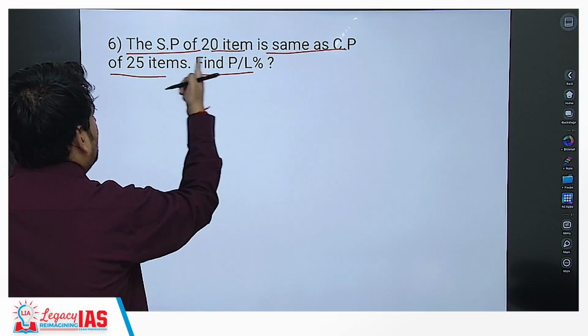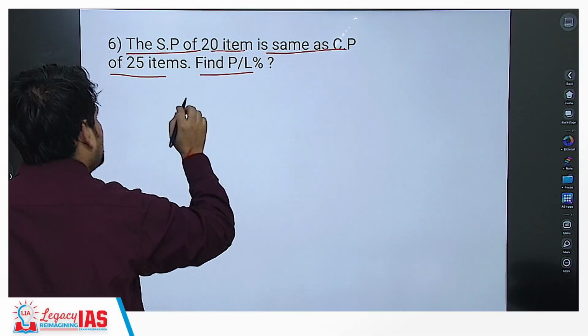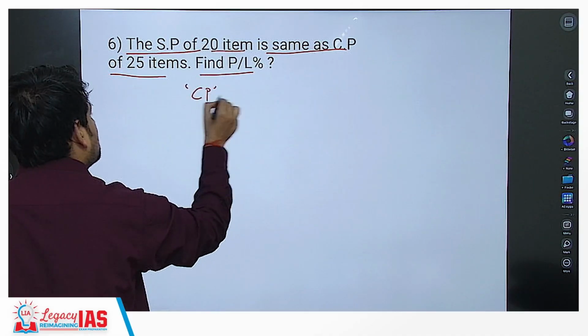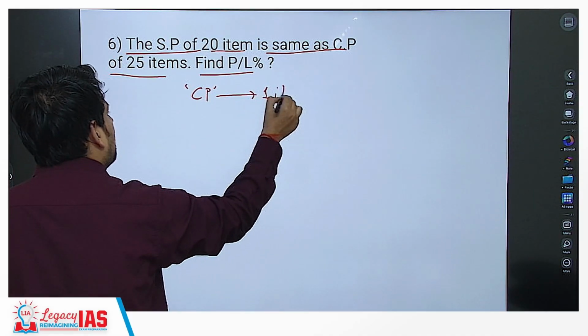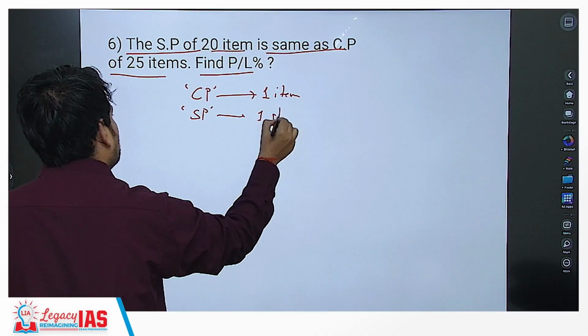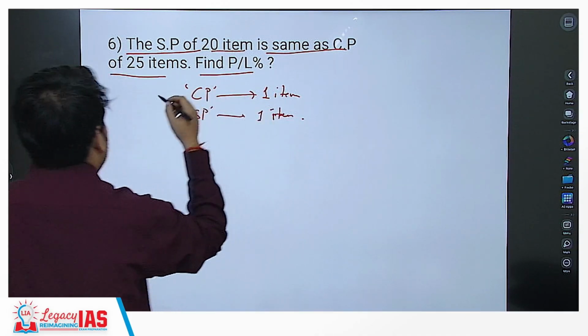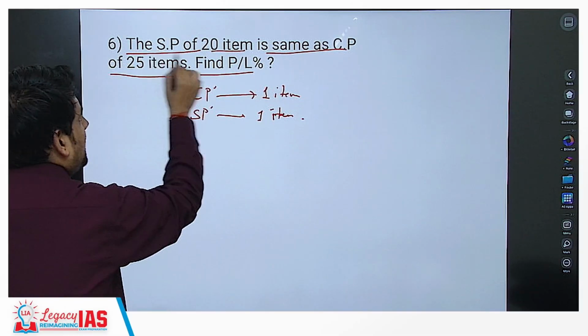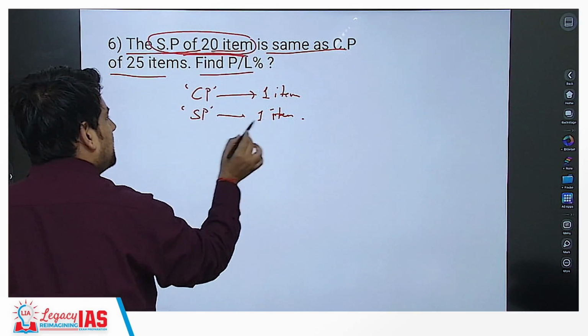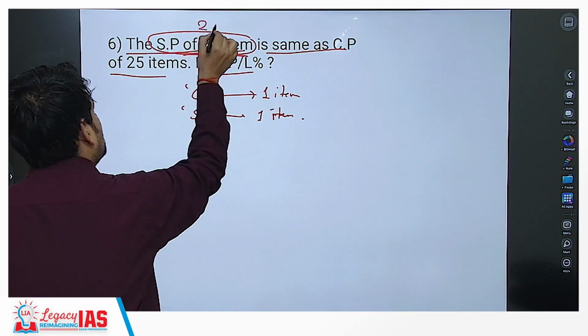Now see, the selling price of 20 items is the same as the cost price of 25 items. Now, same thing is there. CP is the cost price of one item and SP is the selling price of one item. Then it is given that the selling price of 20 items. The selling price of 20 items will be what? If the selling price of one item is SP, then the selling price of 20 items is 20 SP.